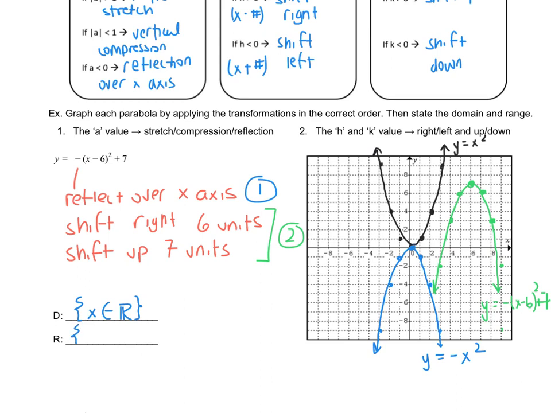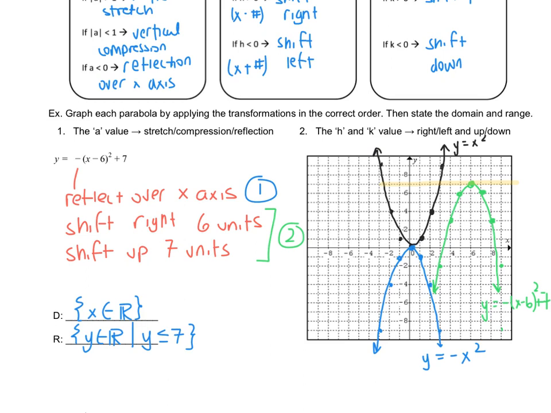But now for my range, y can be anything except, if you look at your graph, there is nothing above 7. So I want to state that y has to be less than or equal to 7 because your parabola is opening down and it has a maximum of 7. So y is less than or equal to that optimal value of 7. And there you are.